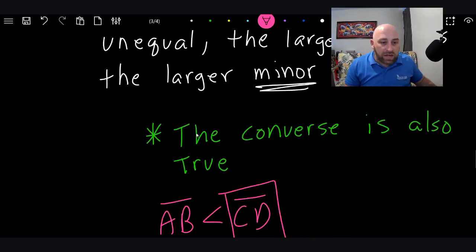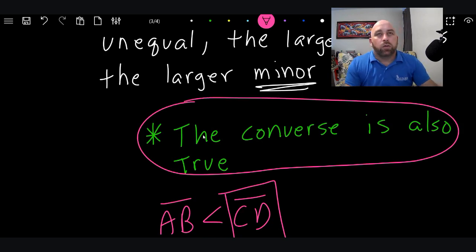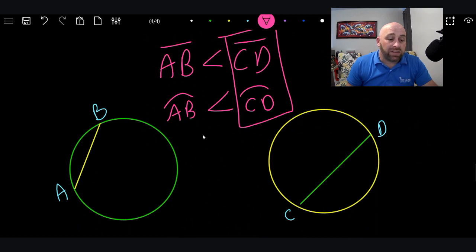Let's see. I think that's all I have for you today. Oh, one more thing. The converse is also true. Whenever we have this, it would also be the same if we were talking about the lesser arc. So if CD is bigger, then that would also mean that AB is smaller. They're directly related.